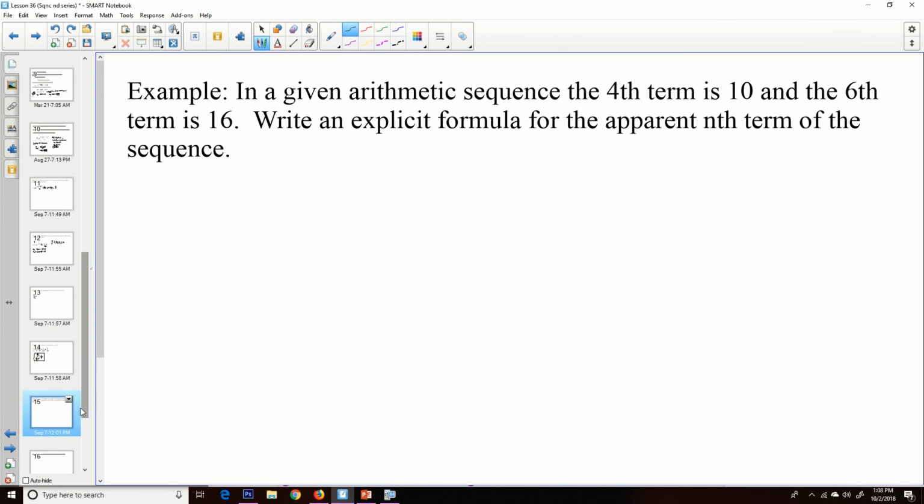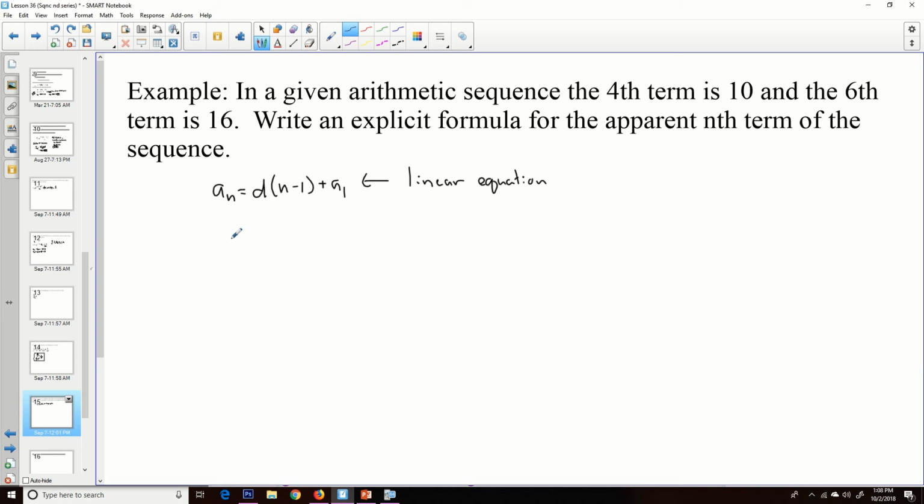Next, write an example of an arithmetic sequence whose 4th term is 10 and whose 6th term is 16. Write an explicit formula for the nth term of the sequence. Now, this one looks hard, but it ends up being fairly easy because if you notice, a sub n equals d times n minus 1 plus a sub 1. This is a linear equation.